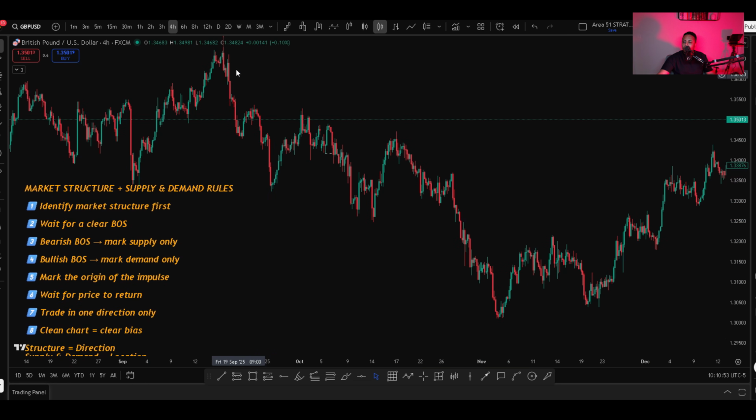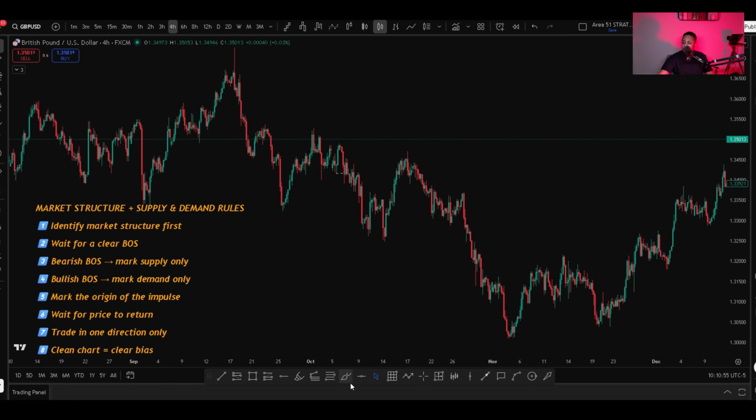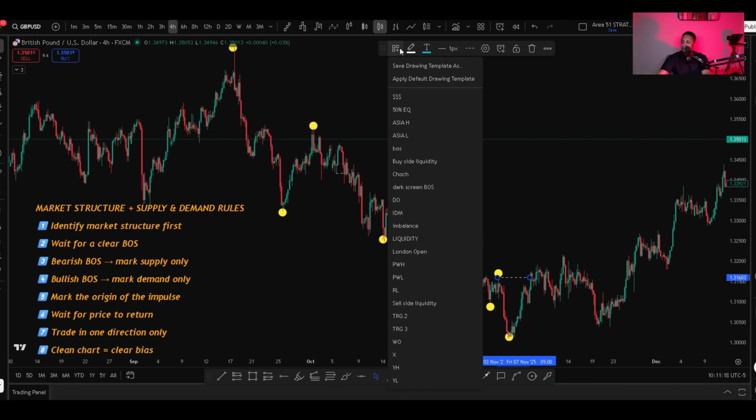So here we have a downtrend market structure. We have market creating a higher low, higher high, higher low, higher high, higher low, higher high, higher low, and then a change of character.